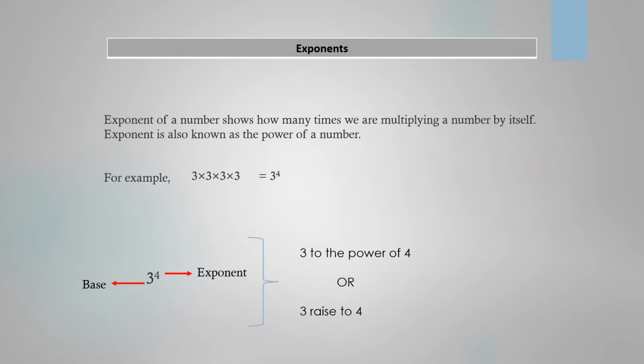We will consider another example. If you want to multiply 5 11 times, then how will you write it? 5 into 5 into 5 into 5 into 5 into 5 into 5 into 5 into 5 into 5 into 5. Here we have to make sure that we have written 5 11 times. So here there is a chance of making a mistake.